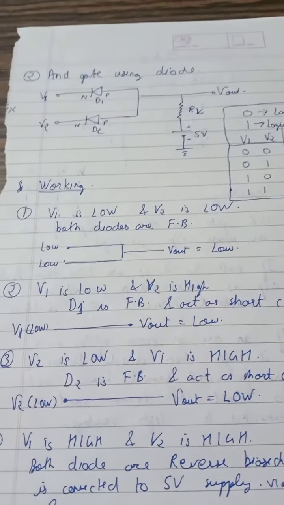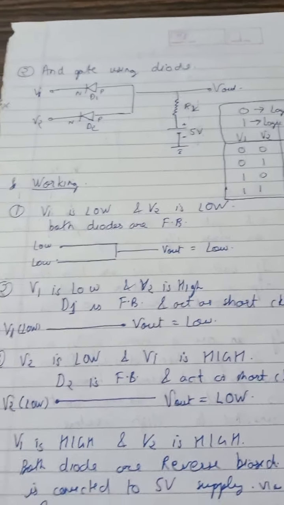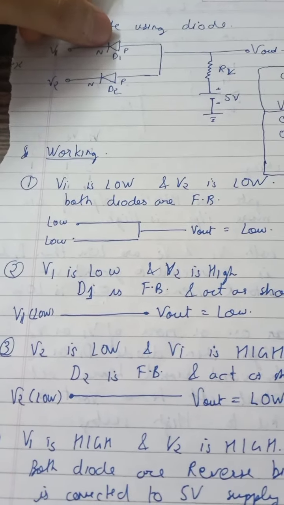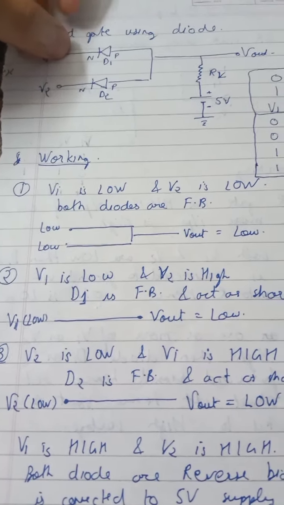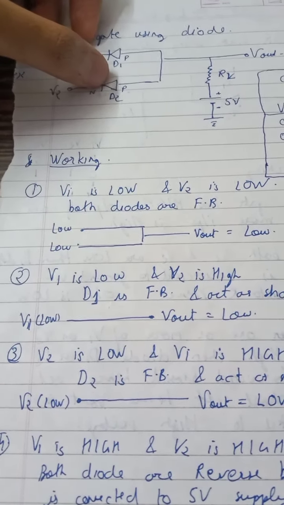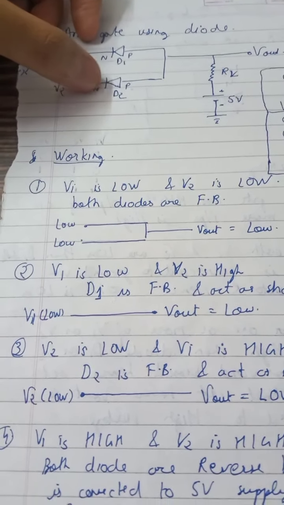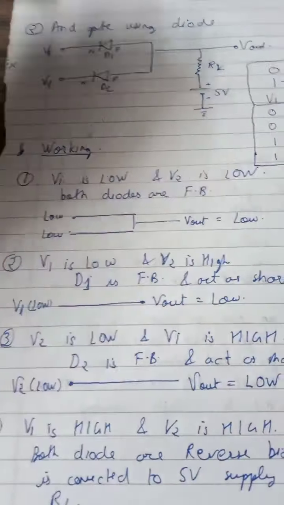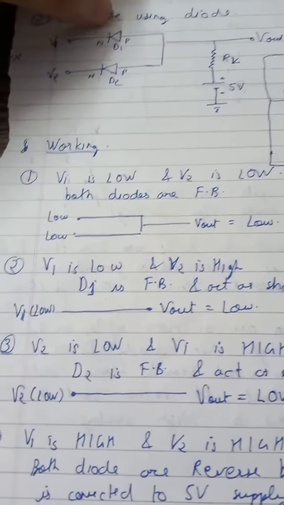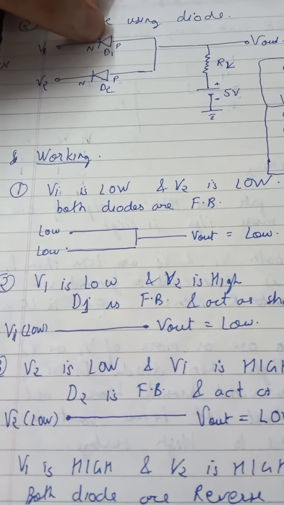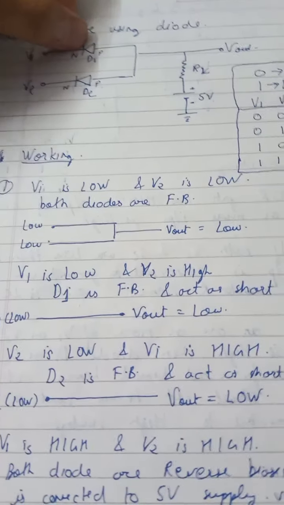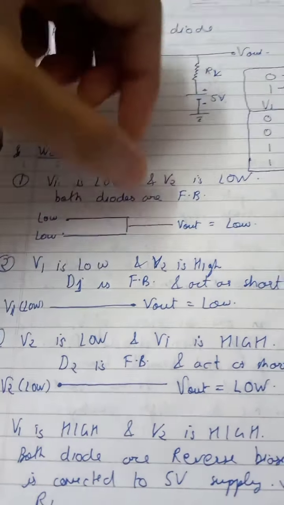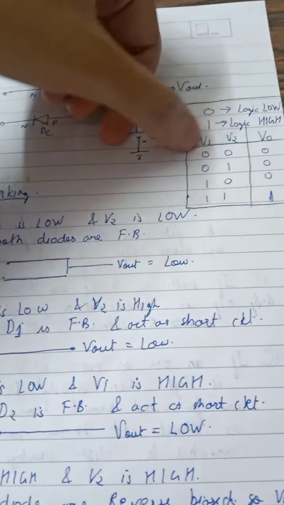Now in the second case, V1 is low or 0 and V2 is logic high or 1. So when V1 is low, this diode D1 will act as forward bias because N terminal of diode D1 is connected to logic low, and V2 is logic high, so N terminal of diode D2 is connected to logic high, so D2 will act as reverse bias. So D2 can be replaced by an open circuit, and D1 is forward bias, so D1 can be replaced by a short circuit. So Vout will be connected to logic low of V1 via the short circuit diode D1. So again Vout will be logic low. So this is the second case.